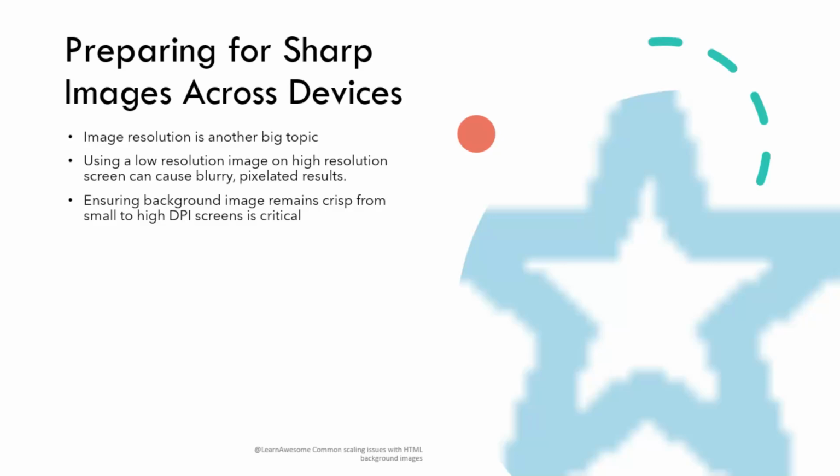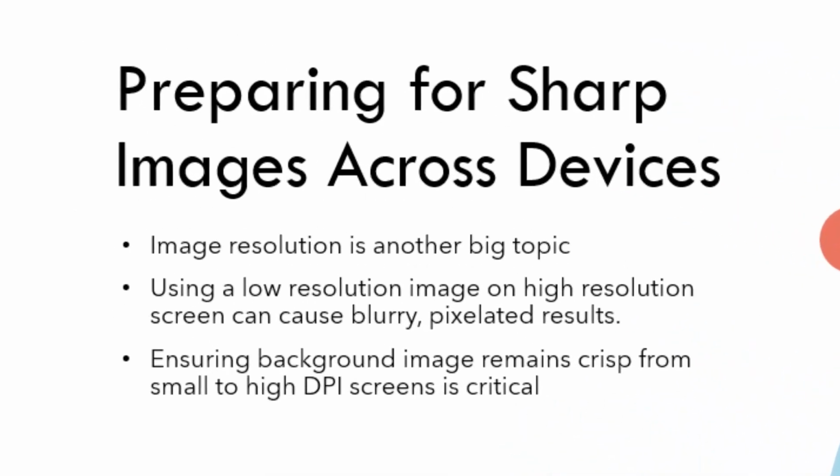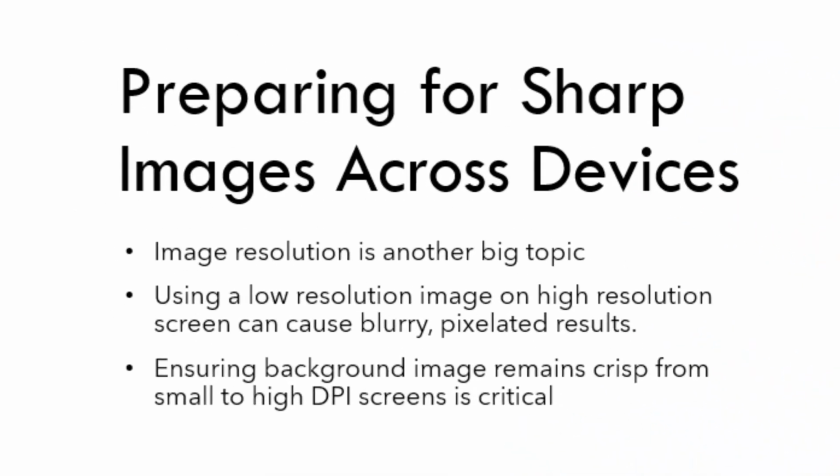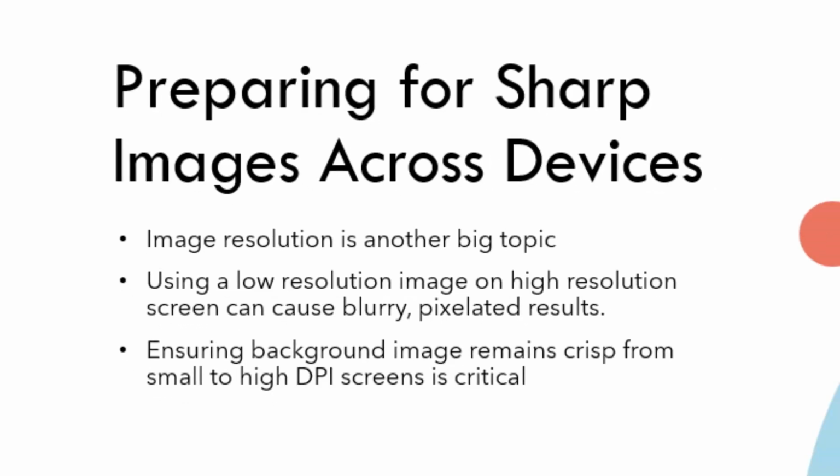If you're using a low resolution image on a high resolution screen, it can become pixelated. This is a problem we'll address in a future video when we discuss how to ensure background images stay sharp across all screen sizes. For now, just know that image resolution is a key factor in making sure your background images look crisp, especially on high DPI screens like Retina displays.